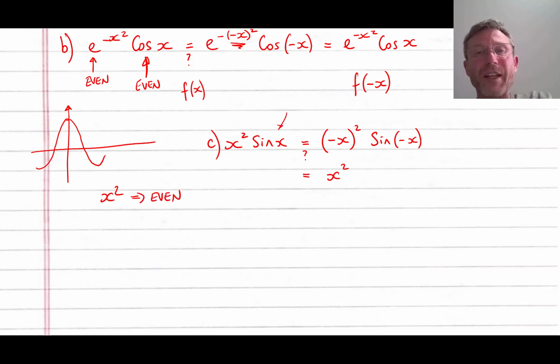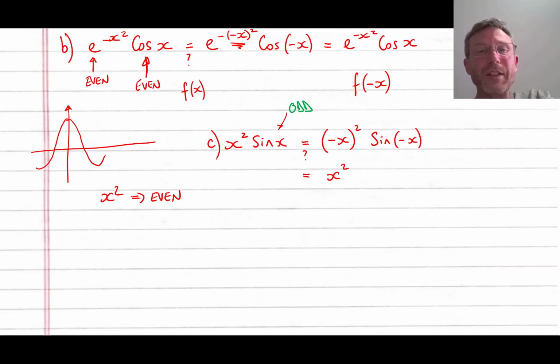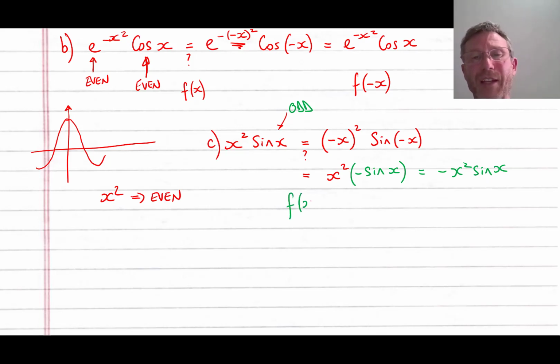We also recognize already that sine x is an odd function. It turns out, by the way, that an even function times an odd function is going to give you an odd function. Let's prove that. Again, we're going to have x squared in here multiplied by minus sine x, which is equal to minus x squared sine x. Therefore, we've passed our test for an odd function, right? For an odd function, f of x is equal to minus f of minus x. So this whole thing here is indeed odd.